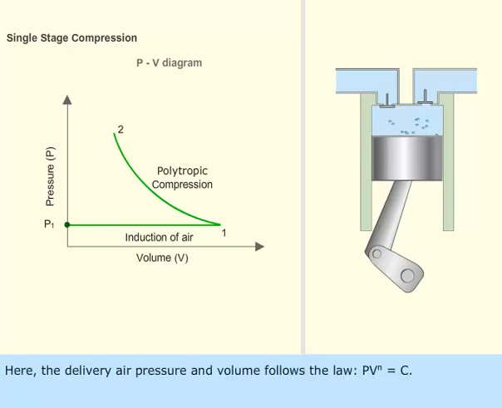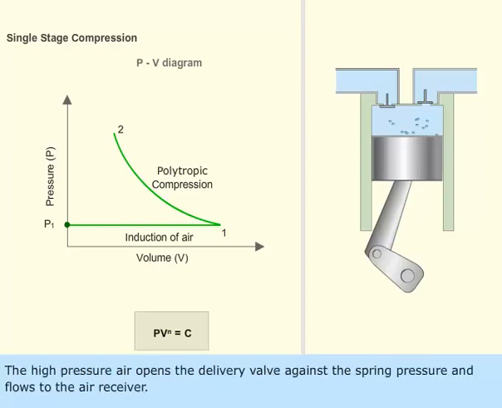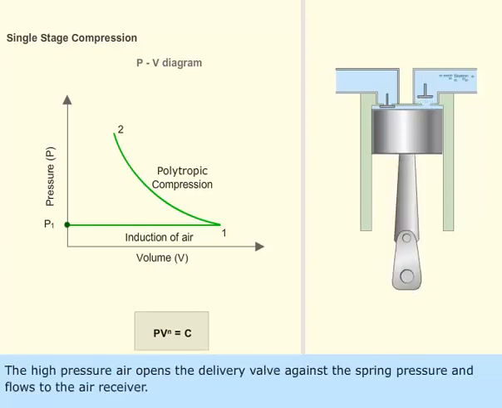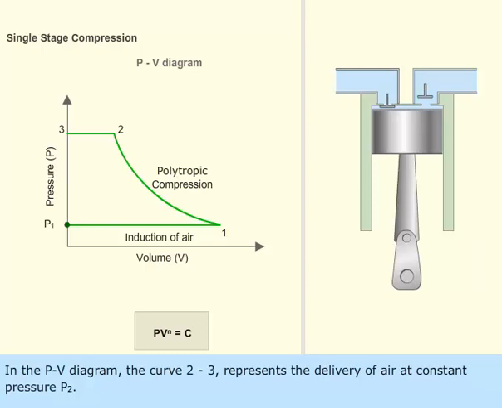Here, the delivery air pressure and volume follow the law PV^n = C. The high pressure air opens the delivery valve against the spring pressure and flows to the air receiver. In the PV diagram, the curve 2, 3 represents the delivery of air at constant pressure P2.